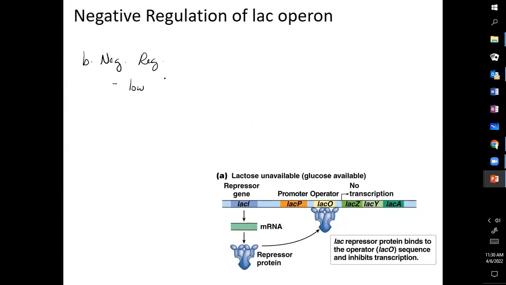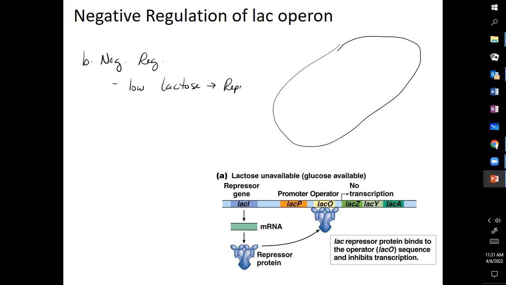In conditions of low lactose, let's consider what's going on. In conditions of low lactose inside of our bacterial cell, we have our bacterial operon, our lactose operon. With low lactose, the repressor protein, remember, is constitutive. The repressor binds the lac operator, forming the repressor loop, and transcription is off. So here we have our repressor protein being made by the LAC-I gene, the recipe for it, bound to the operator, blocking transcription.